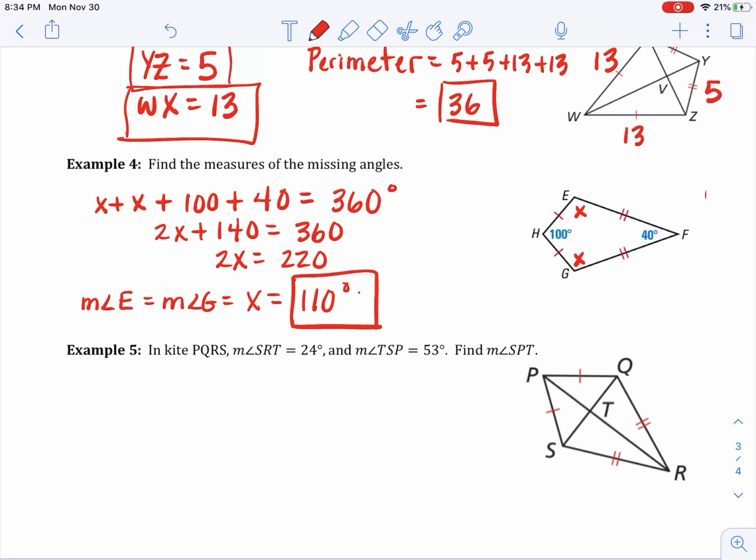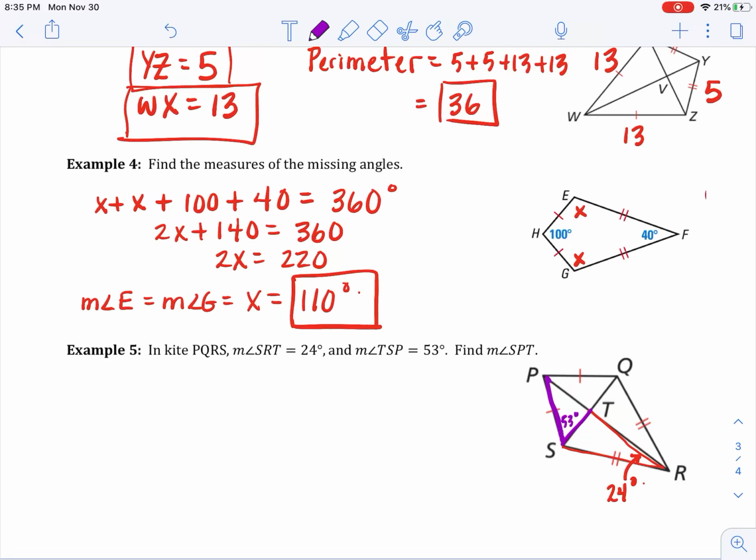And finally, they threw in the diagonals in example 5. And let's label what they've given us. They said SRT is 24 degrees. So remember, if you don't know what that is, trace it. If you went from S to R to T, where those two red lines meet, that is 24 degrees. That's pretty hard to squeeze in there, so I'm going to point in there. That is 24 degrees. They also told you TSP is 53. So again, if you don't know where that's at, go ahead and trace it. Let me pick a different color. From T to S to P, where those two purple lines meet, that's going to be 53 degrees.